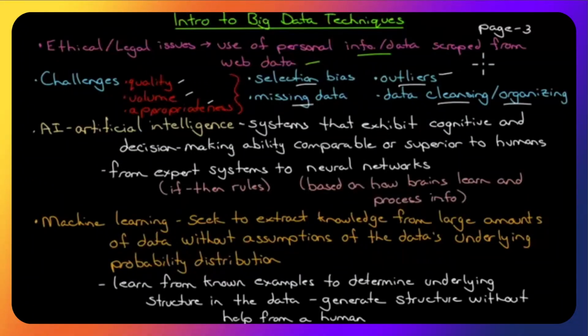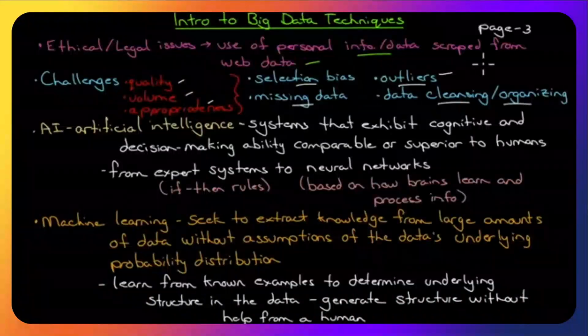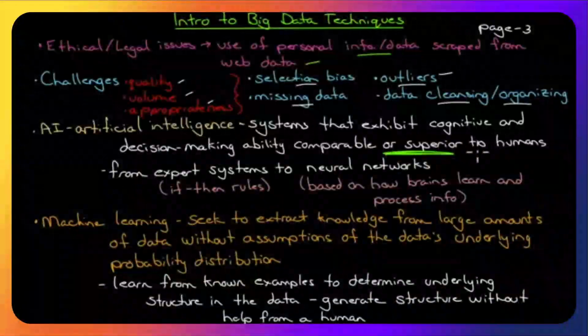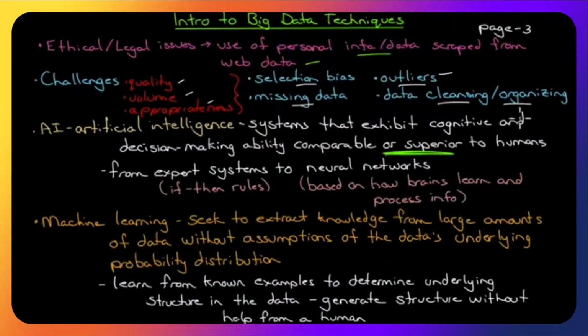AI, artificial intelligence, systems that exhibit cognitive and decision-making ability, and I think this is a bold statement here, comparable or superior to humans, from expert systems to neural networks. An expert system is just a bunch of if-then rules. For neural networks, this is based on how brains learn and process information, that you have a certain input.